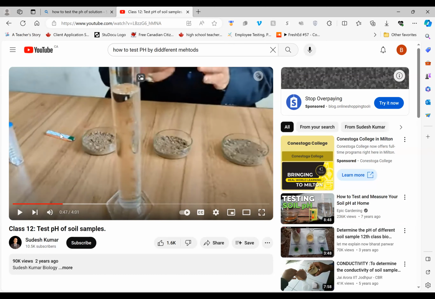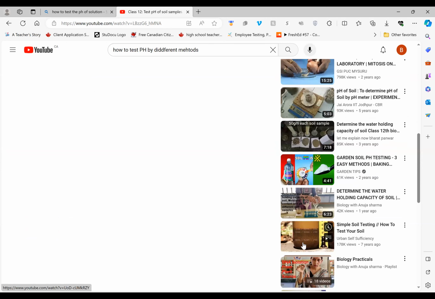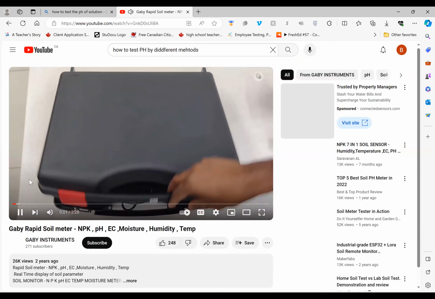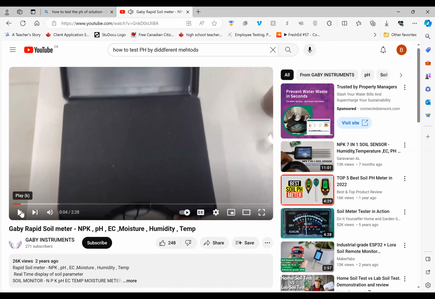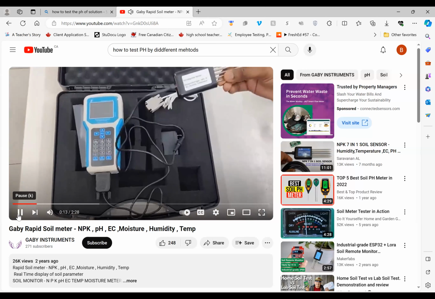Okay, do you see these small things? This is the litmus paper. It's blue and red, but the one in the box is the pH scale. Okay, let me find an easy one. This is the scale. Do you see the scale? This is the scale.